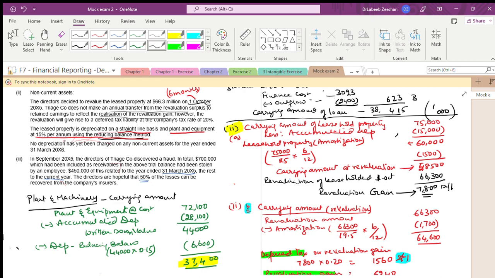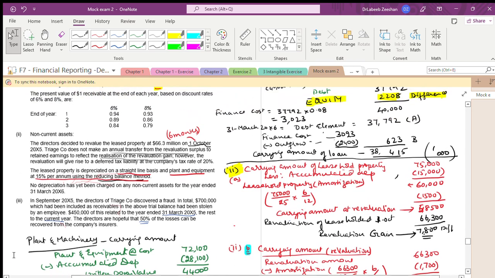Deferred tax is this: you have the revaluation gain, but in general you are doing the revaluation for your own purpose, not for sale. Only when it is sold do you have to pay the tax. If it is not sold, we should not pay the tax. That is the leasehold property, where we have done fine. Now there is point number 2.